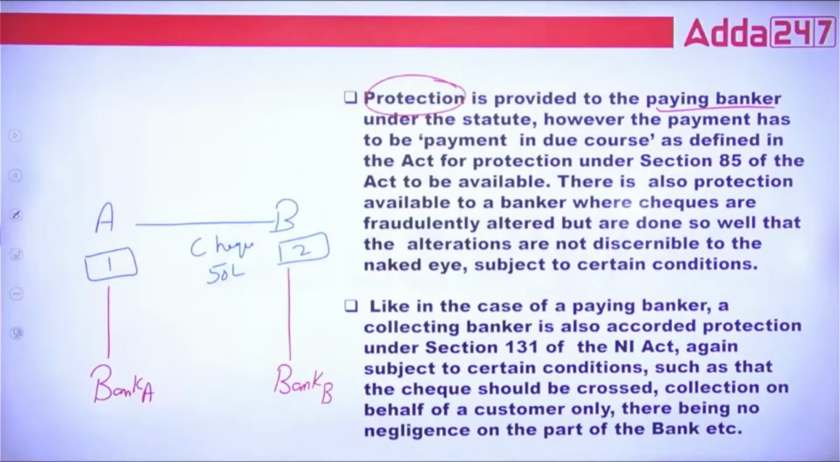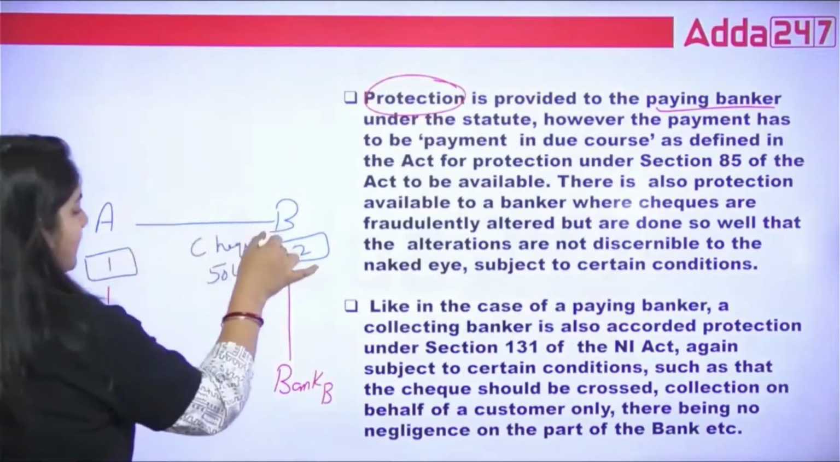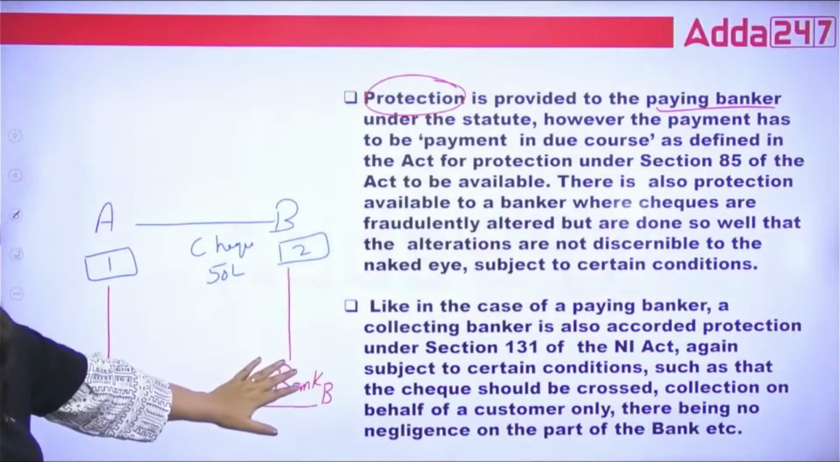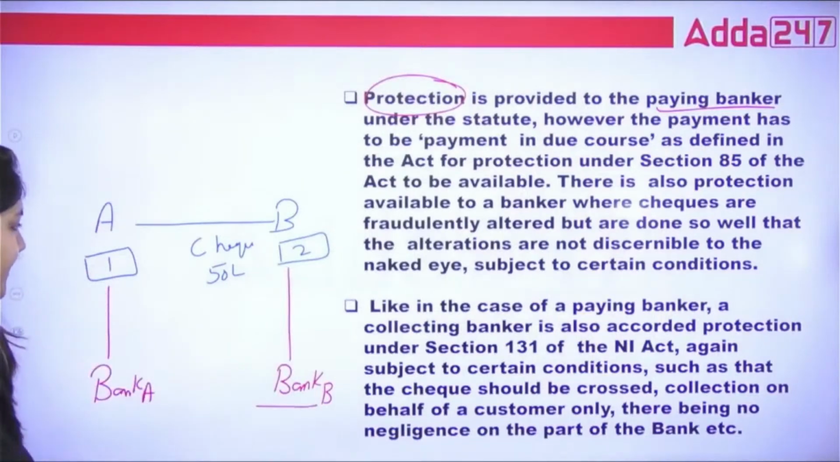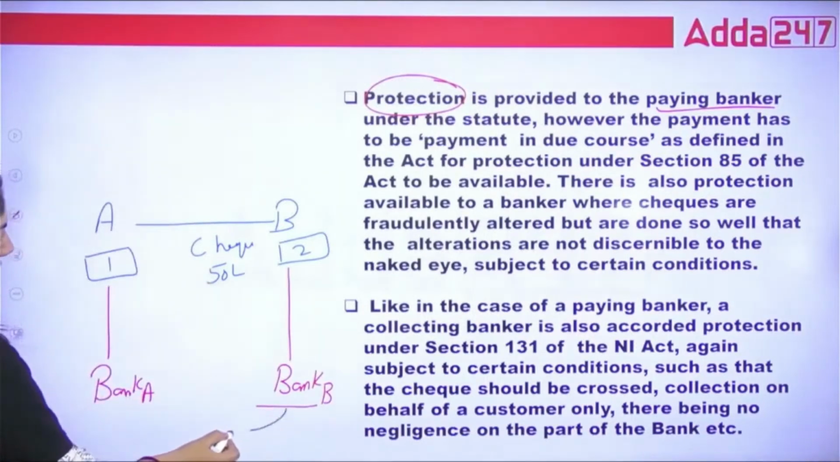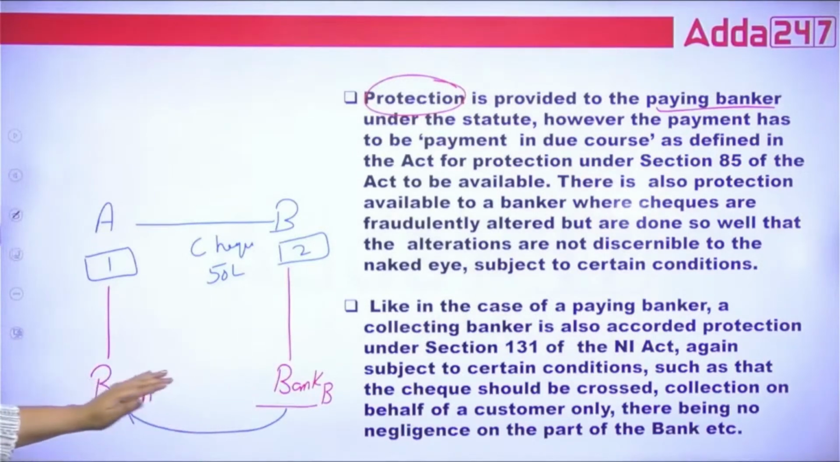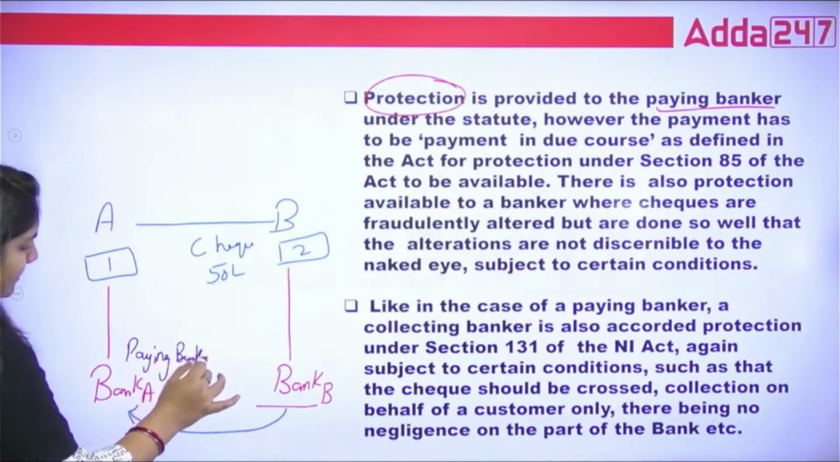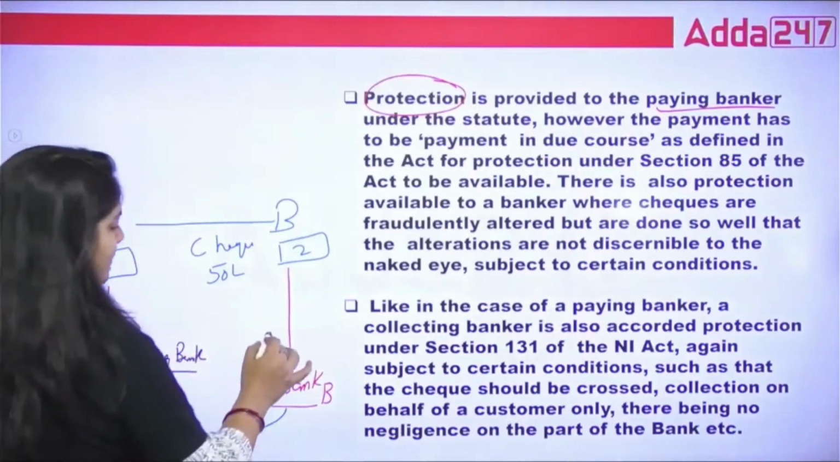This is a very important paragraph. When person A gives a check to person B, person B will give the check to bank B, because B has an account in bank B, and A has an account in bank A. So what will bank B do? Bank B will deposit this check to bank A and collect money from bank A. So bank A is called the paying bank, because that bank is paying. Done. And bank B is called the collecting bank.